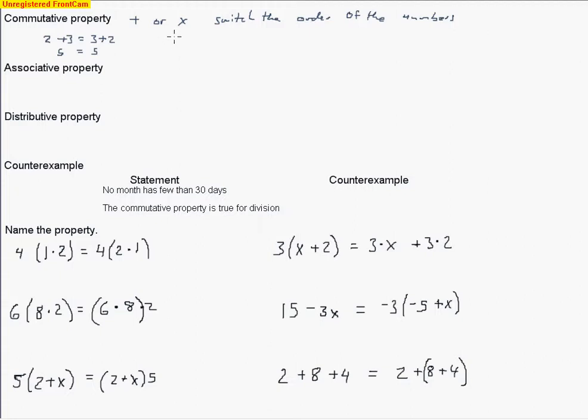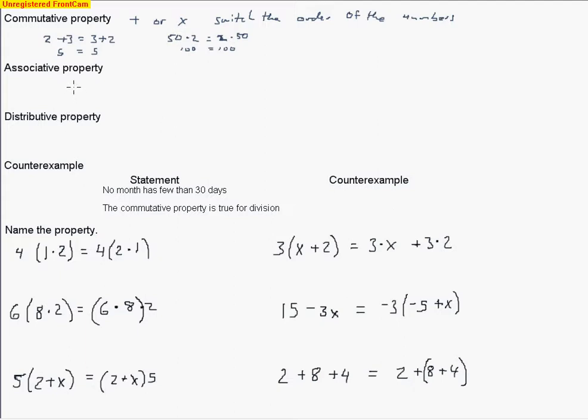I could take the number, let's say 50, and multiply it by 2, and I'd get 100. Well, if I switch the order and put the 2 first, then the 50, it gives me the same exact value. So that's the commutative property of either addition or multiplication.